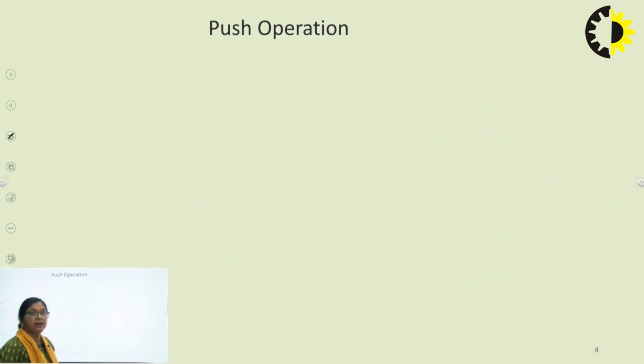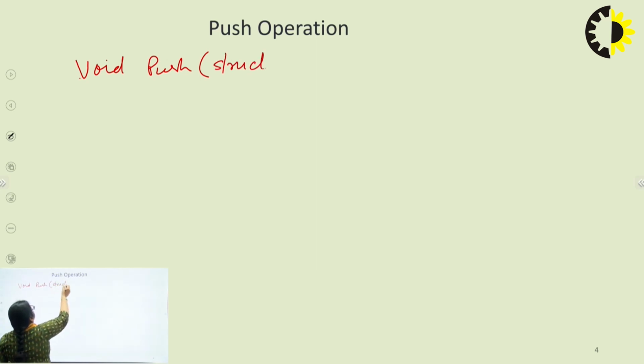Now we will write the push function. Okay. So what will push do? It will not return anything. Void push. What will it take? It will take the struct node type of data, because we are creating using linked list.